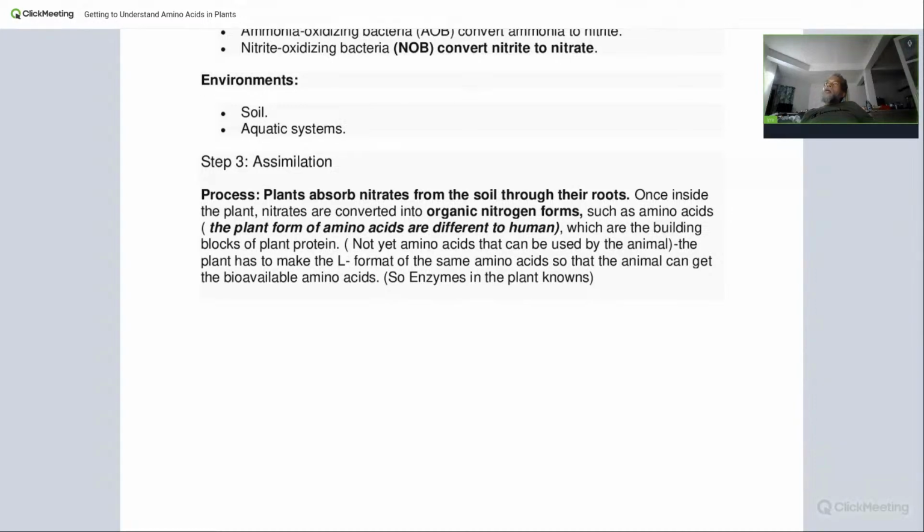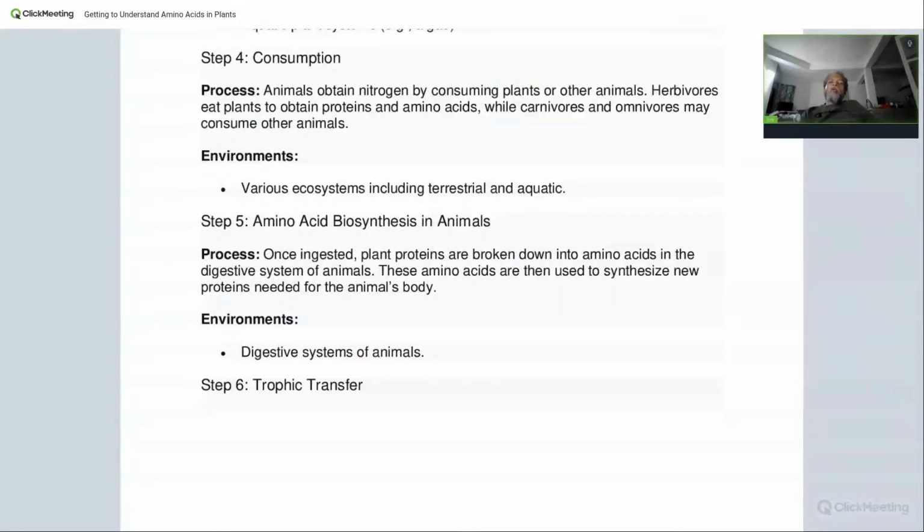It's converted into, see, stop your stripping, and pay attention. It's converted to organic nitrogen form, such as amino acids, which are the building blocks of proteins. The plant form of amino acids is different to humans. If you look, you will see that there is an L form. The same amino acid that we get in plants and animals is bioavailable. It's called the D form, and an enzyme would convert it to the L form.